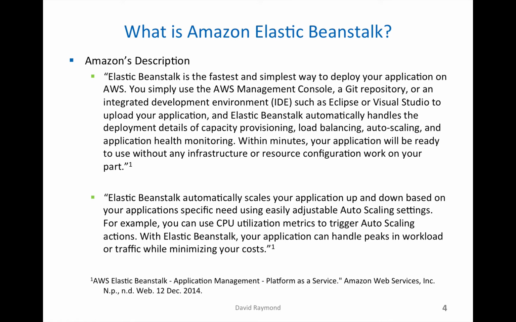Elastic Beanstalk is the fastest and simplest way to deploy your applications on AWS. You simply use the AWS Management Console, a Git repository, or an integrated development environment such as Eclipse or Visual Studio to upload your application. And Elastic Beanstalk automatically handles the deployment details of capacity provisioning, load balancing, auto scaling, and application health monitoring. Within minutes, your application will be ready to use without any infrastructure or resource configuration work on your part.